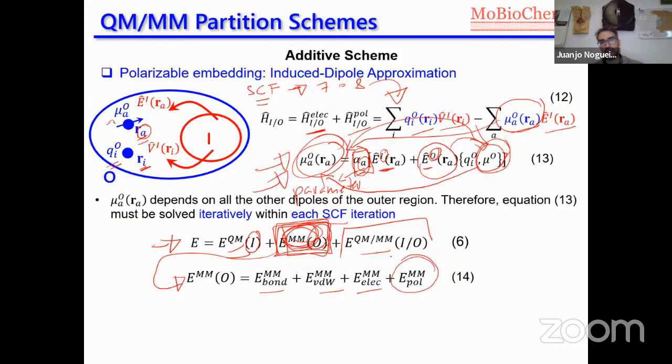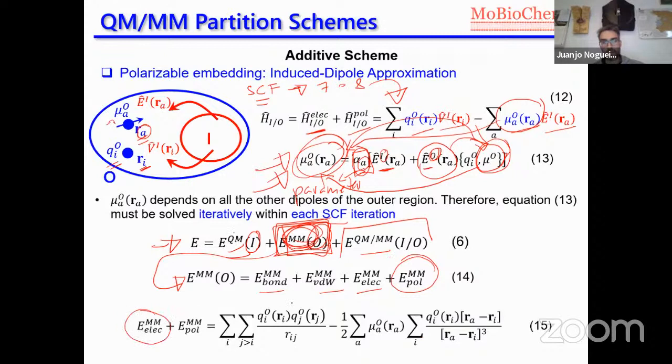Here the electrostatic calculation is computed as usual, as a product of the point charges over the distance. This is the Coulomb equation. But now we also have polarization within the classical region. So we have here the interaction between the induced dipole moments of the classical region and the charges of the classical region. These are polarizable interactions within the classical region.